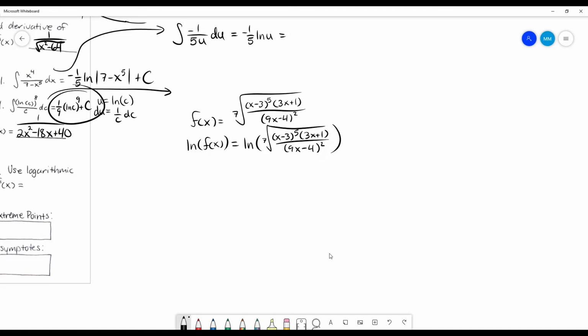What happens is I see that this is all inside a radical, a 7th root, which tells me that it's to the power of 1/7. Any powers that I have, I can rewrite as a coefficient in front of my log. So I can write that as 1/7 natural log of all of this.